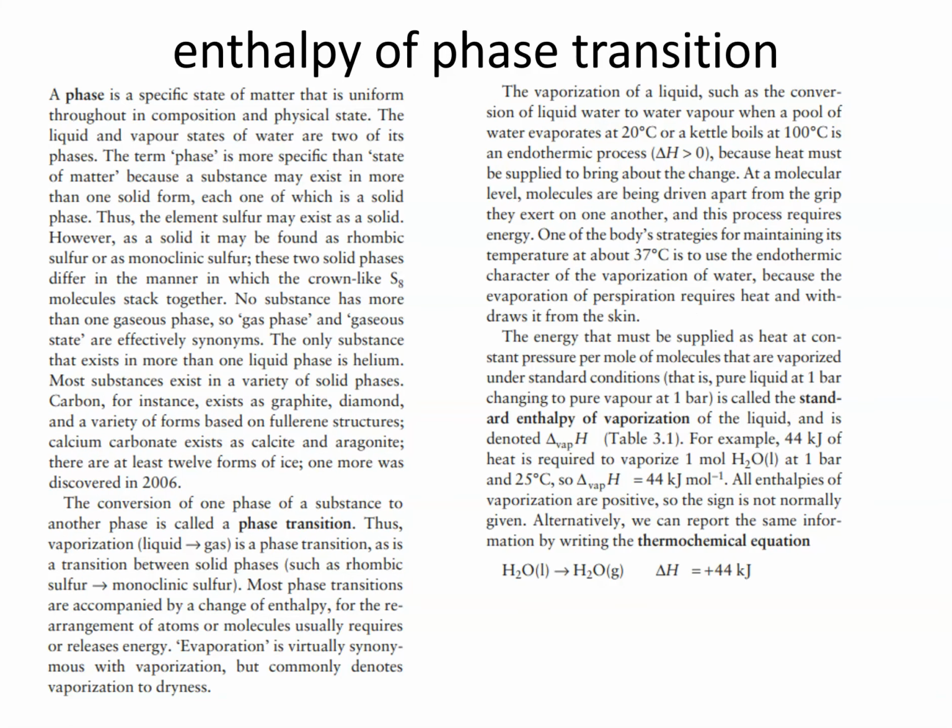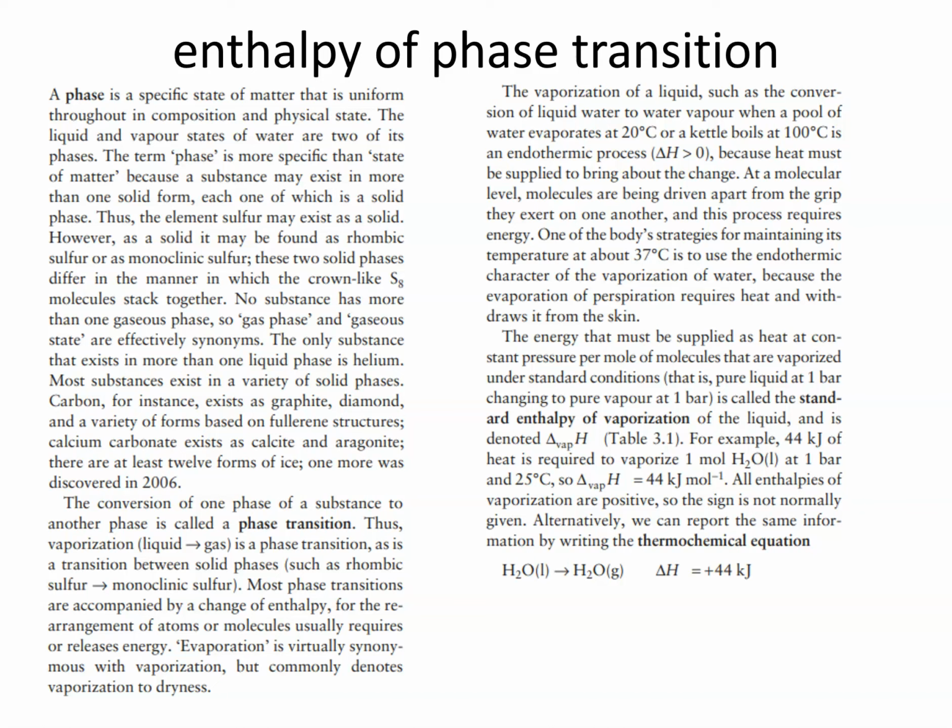So let's transition, chemistry puns, to enthalpy of phase transition. So a phase is a specific state of matter that is uniform throughout in composition and physical state. The liquid and vapor states of water are 2 of its phases. The term phase is more specific than state of matter because a substance may exist in more than one solid form, each one of which is a solid phase.